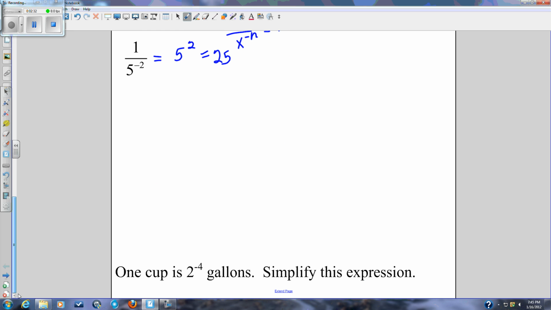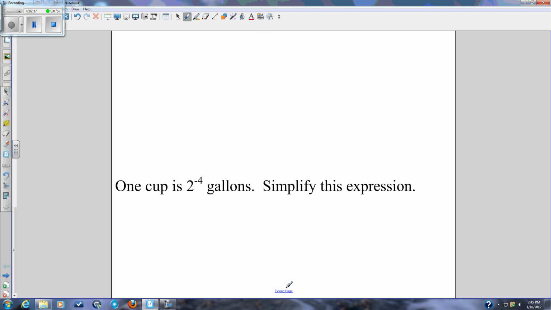Okay, so let's go on to the next problem. 1 cup is equal to 2 to the negative 4 gallons. Simplify this expression. Well, if you have something raised to a negative power, we write 1 over that number to the positive version of the power. So 1 over 2 to the 4th becomes 1 over 16. So that turns into 1/16 of a gallon.